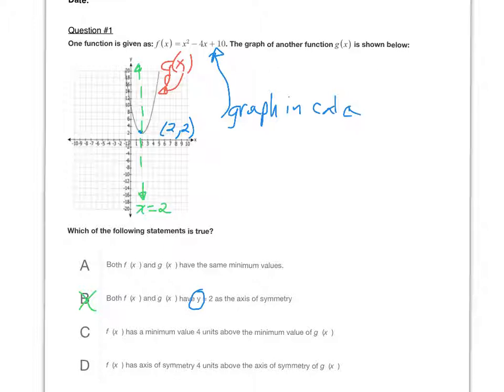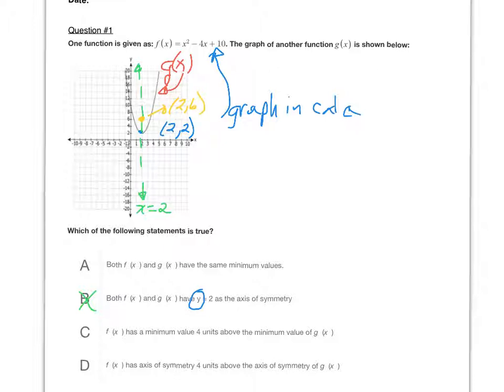And then C says the f function has a minimum value 4 units above the minimum value of g of x. Well, if that's true, 4 units above, and if you notice the y-axis is going by units of 2, 4 units above would be right here at 2, 6. So that would be 4 units above.